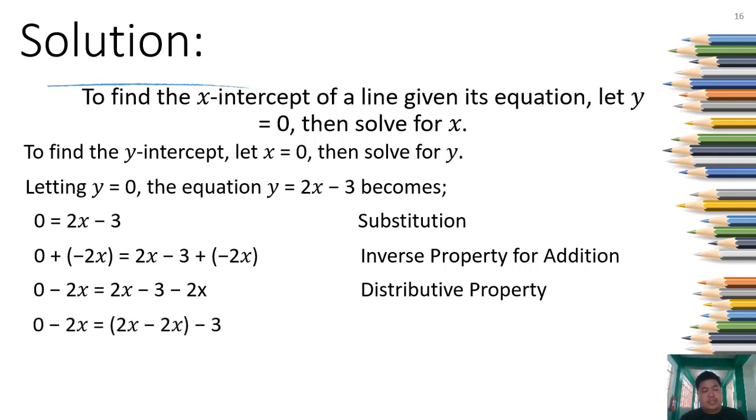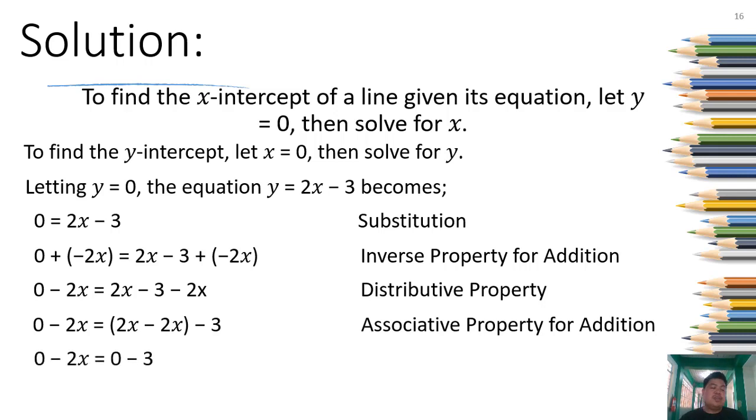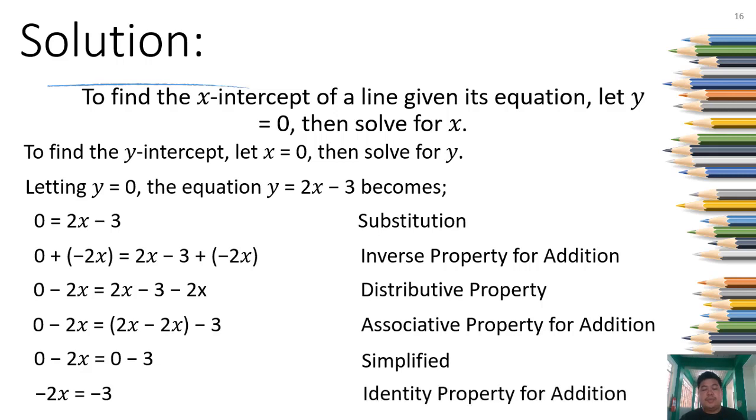And next step is 0 minus 2x is equal to 2x minus 3, by the associative property for addition. Then 0 minus 2x is equal to 0 minus 3. We just simplify, and negative 2x is equal to negative 3, by the identity property for addition. So 0 minus 2x, we have negative 2x. 0 minus 3, we have negative 3.